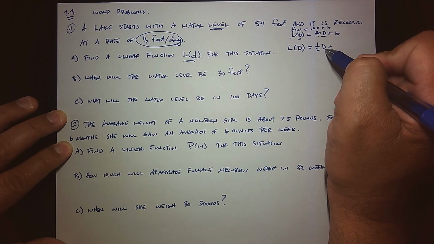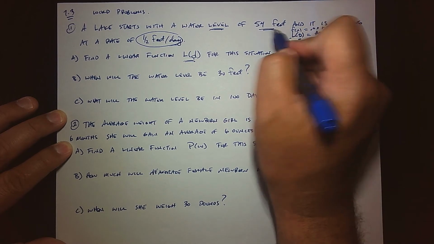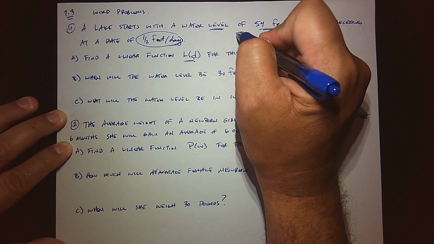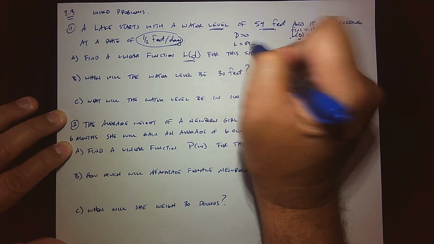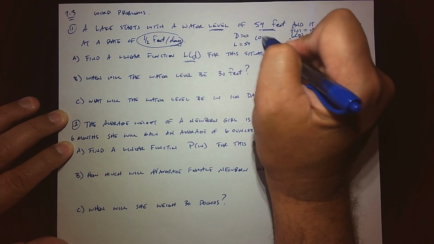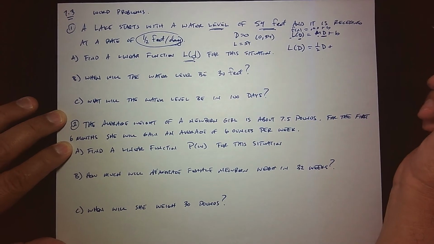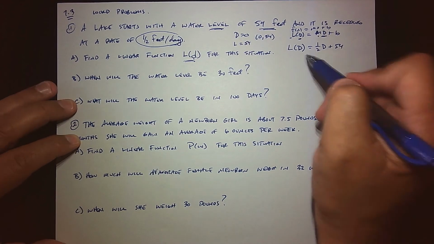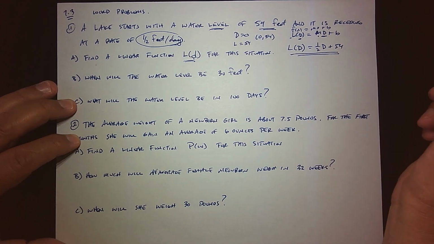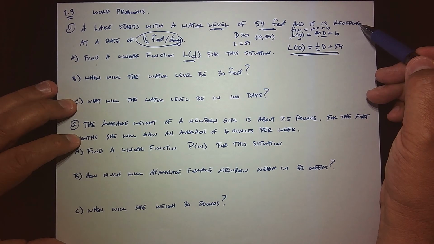Each day we're going to multiply it by the number of days. And then what was my starting value? Well, when D is equal to 0, we have a level of 54. So essentially we have the y-intercept (0, 54). So that makes that 54. So there would be the linear function that represents the data that's given.